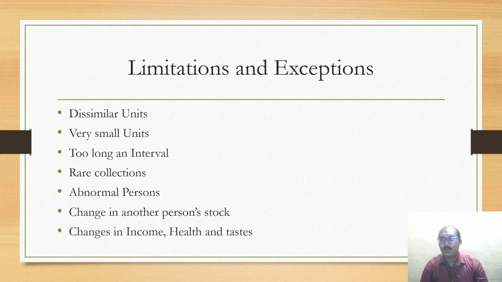And very small units. For a person who is very thirsty, a tablespoon of water won't satisfy him. He will feel he wants more and more, but a can of water will satisfy him. If you say to drink 2 cans of water, the first can he will drink, but the second can he won't. That's what it's about. And rare collections, abnormal persons, and another person's stock and all that are some of the limitations and exceptions.